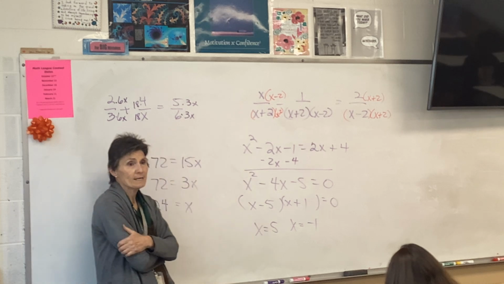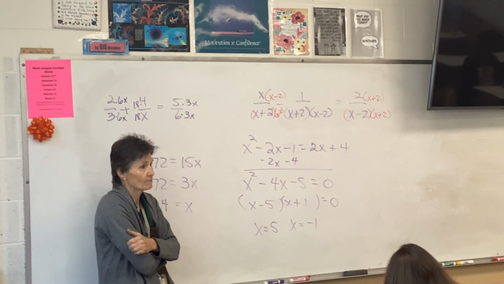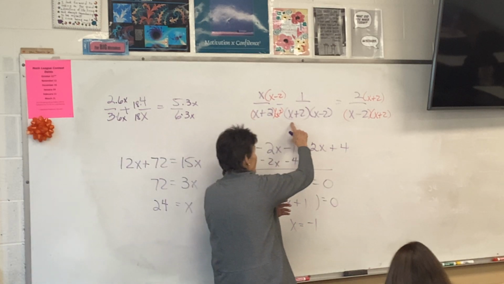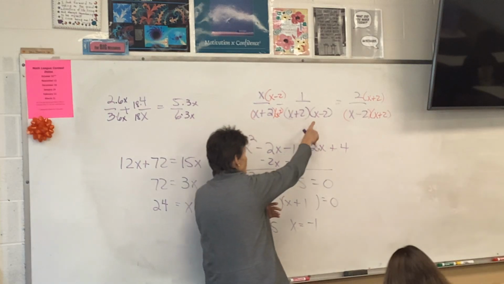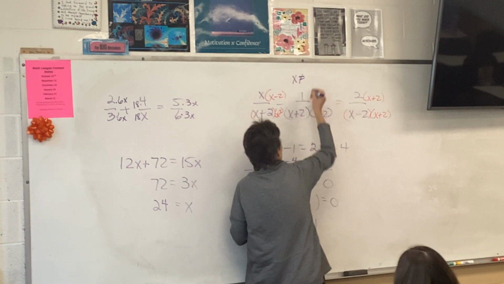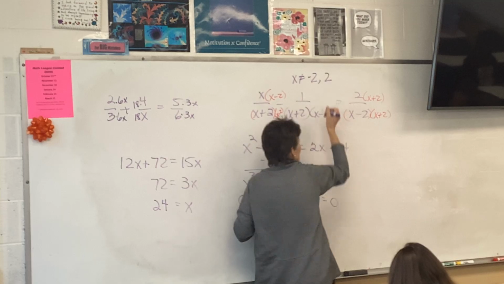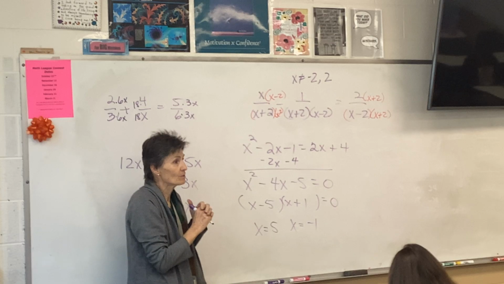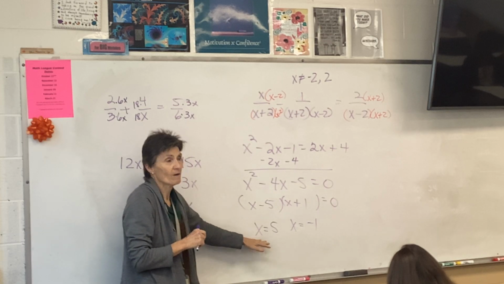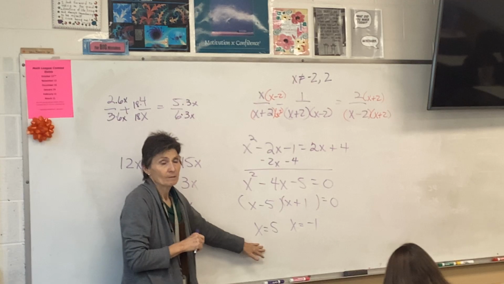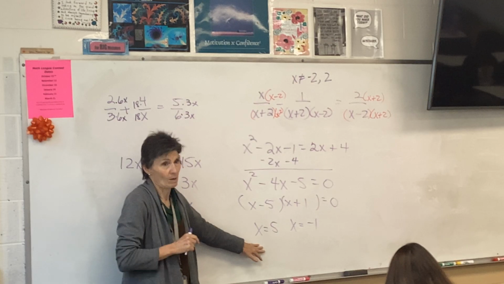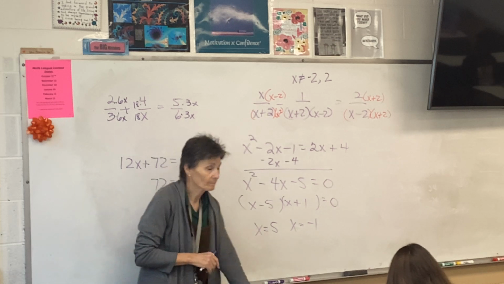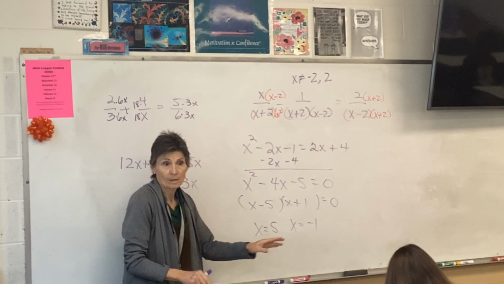Now, my extraneous root radar is not activated, because the only possible extraneous roots would be negative 2 or 2, right? Those would be the bad ones, what we call the excluded values. I didn't get those. These are fine. Remember, your denominator cannot be 0. And 5 and negative 1 are perfectly okay. All right?